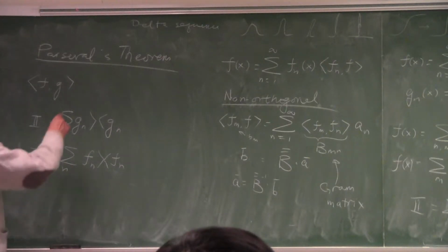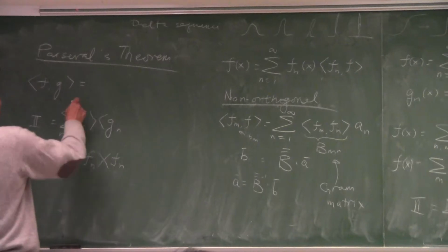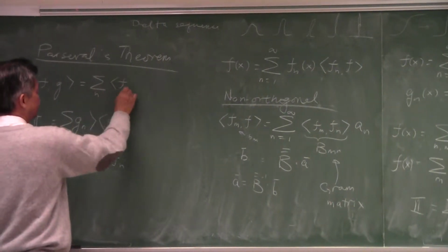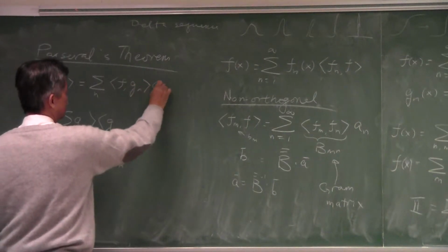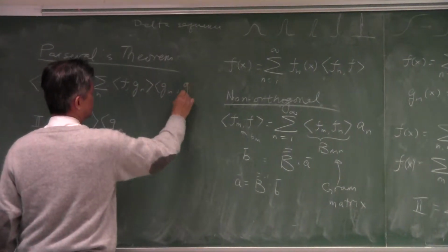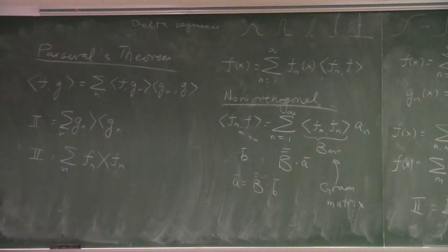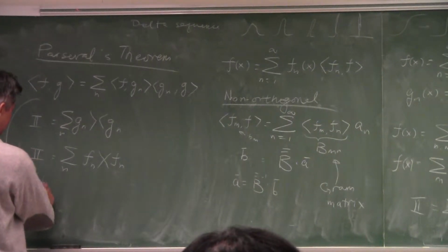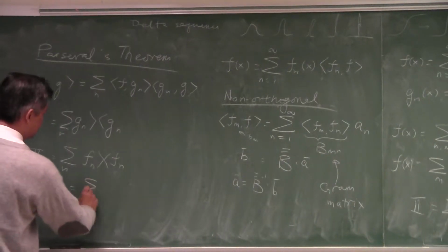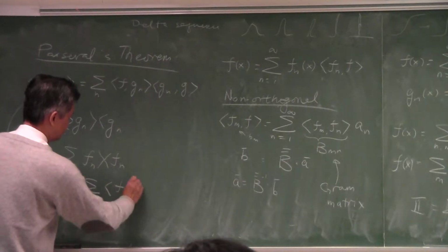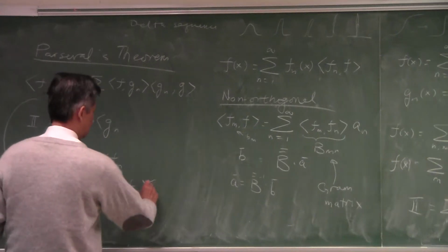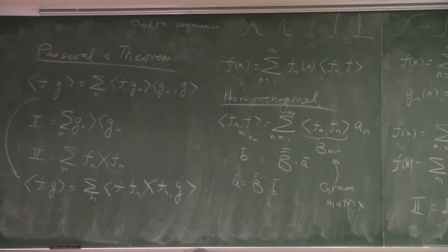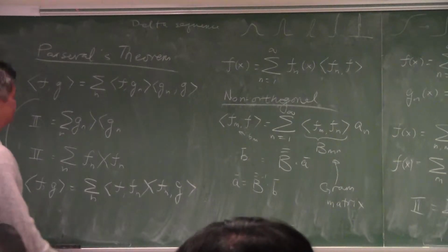It means that if I use this insertion, then I get this inner product F, G as an identity. But if I were to use the second one, I will get F comma G will be the sum over n of F comma Fn, Fn comma G. And this is just Parseval's theorem.